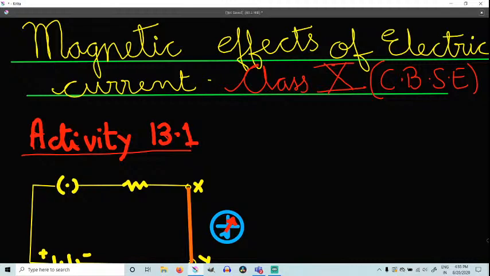Okay, anybody has any problem in electricity can quickly write to me, otherwise we continue with what we have decided. We go to the next chapter, chapter 13, magnetic effects of electric current.